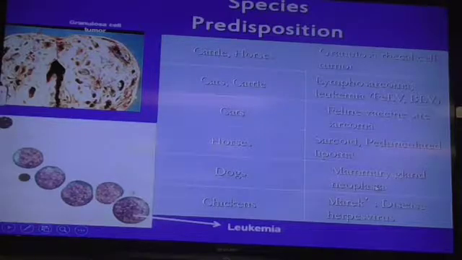In dogs, mammary gland neoplasia is very common. And in chickens, we talked about Marek's disease, which is caused by the herpes virus.